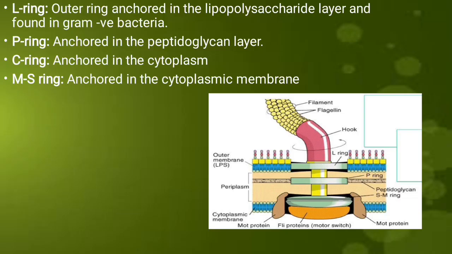Here you can see that the L ring is an outer ring anchored in the lipopolysaccharide layer and found in gram-negative bacteria. The P ring is anchored in the peptidoglycan layer, and the C ring is anchored in the cytoplasm, and the MS ring is anchored in the cytoplasmic membrane.